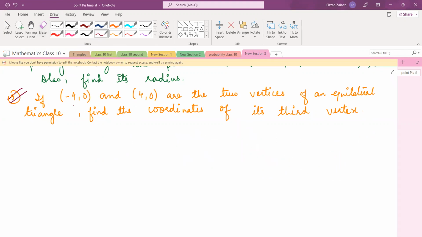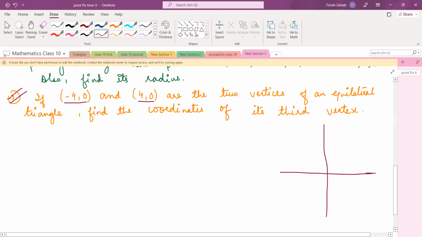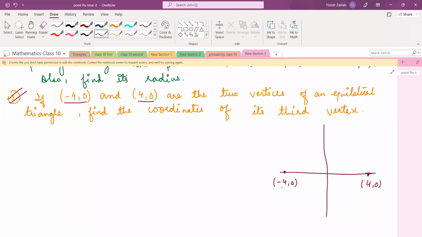Now see, you can see minus 40 and positive 40, right? So they are all lying where the y coordinate is 0. That means on the x-axis, right? Yes, ma'am. They are the two vertices of an equilateral triangle, find the coordinates of its third vertex. So if I plot them on the axis, where will they fall? My positive 40 will be here and then at equal distance, this will be my minus 40 point, right?